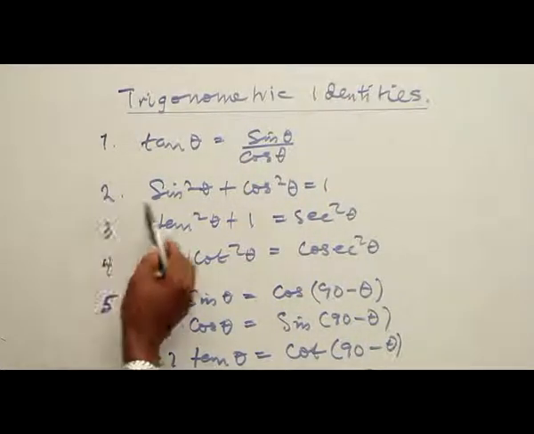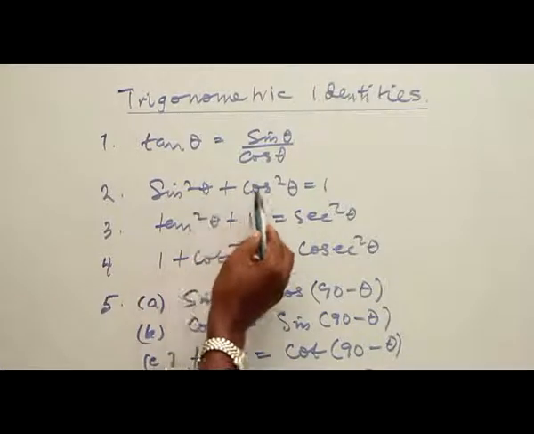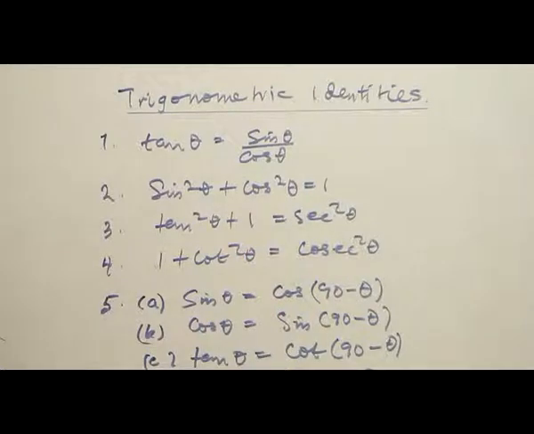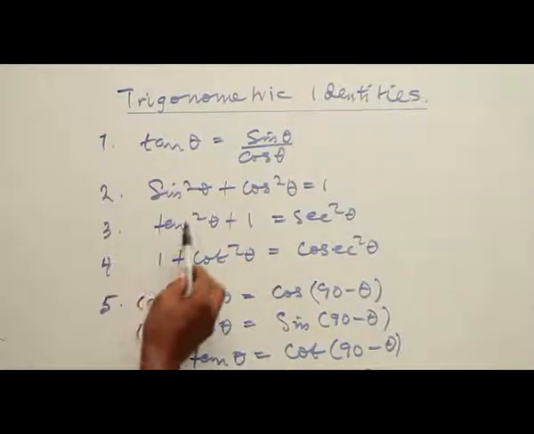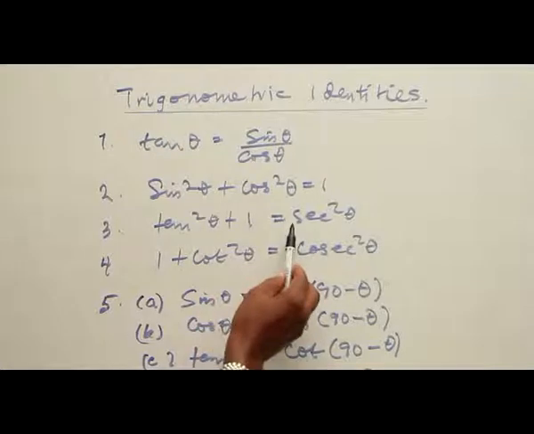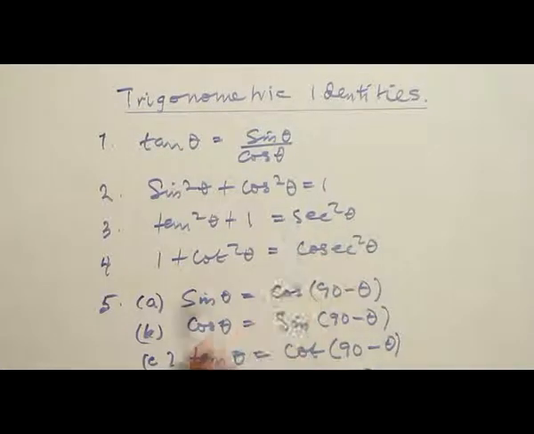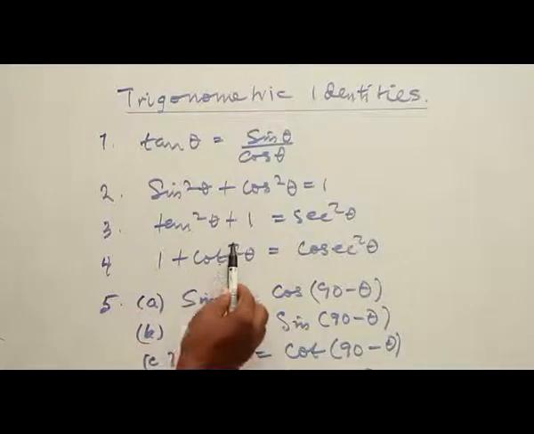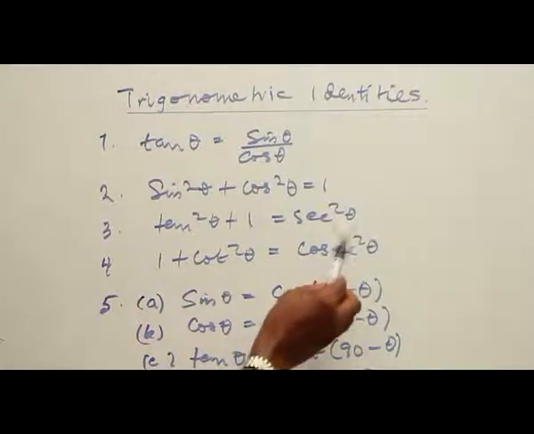The second one is sin square theta plus cos square theta is always equal to 1. The third one is tan square theta plus 1 is equal to sec square theta. The fourth one is 1 plus cos square theta is equal to cosec squared theta.